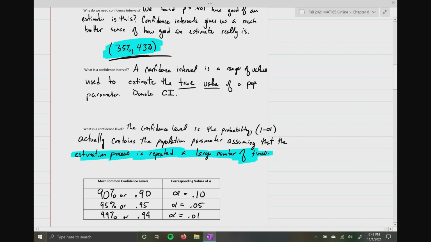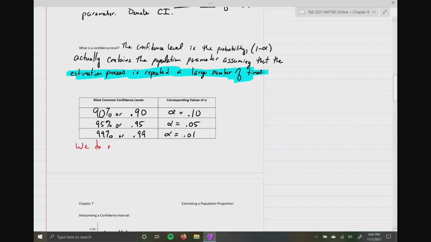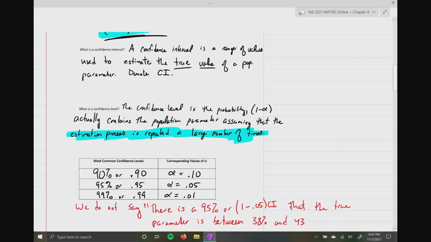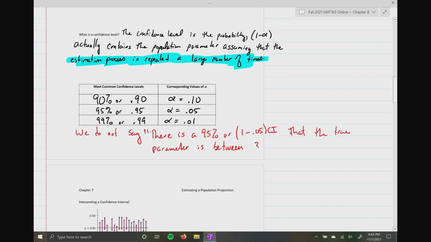Now, what you do not want to say is that there's a 95% chance that the population parameter is contained, all right? Let me write that down, and I'm going to put a big X through it. I'm going to write it in red because that is wrong. We do not say there is a 95, or another way you could say it, a 1 minus 0.05 confidence interval that the true parameter is between 35% and 43%, all right? We do not say that, okay?